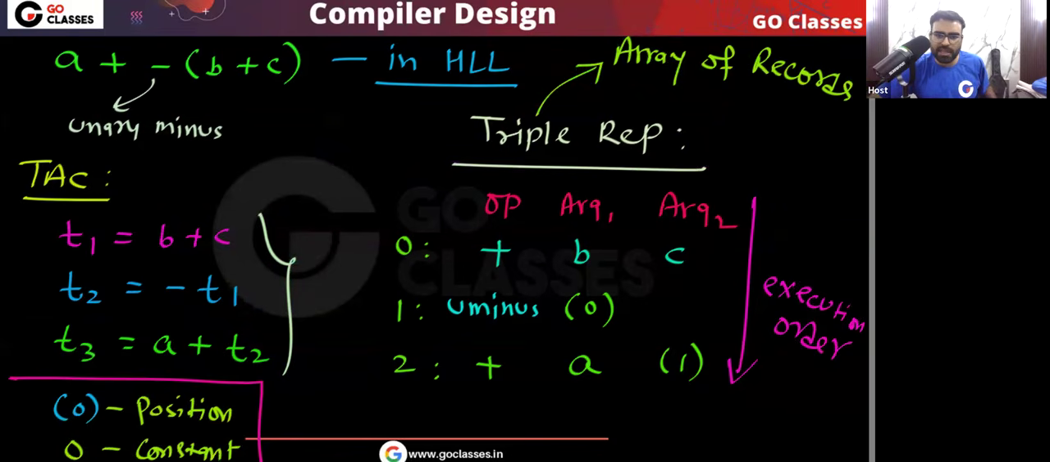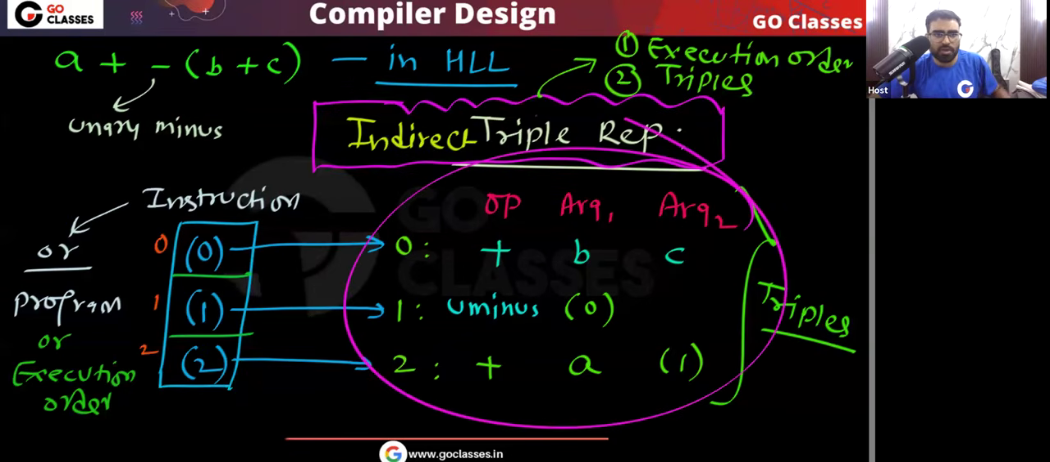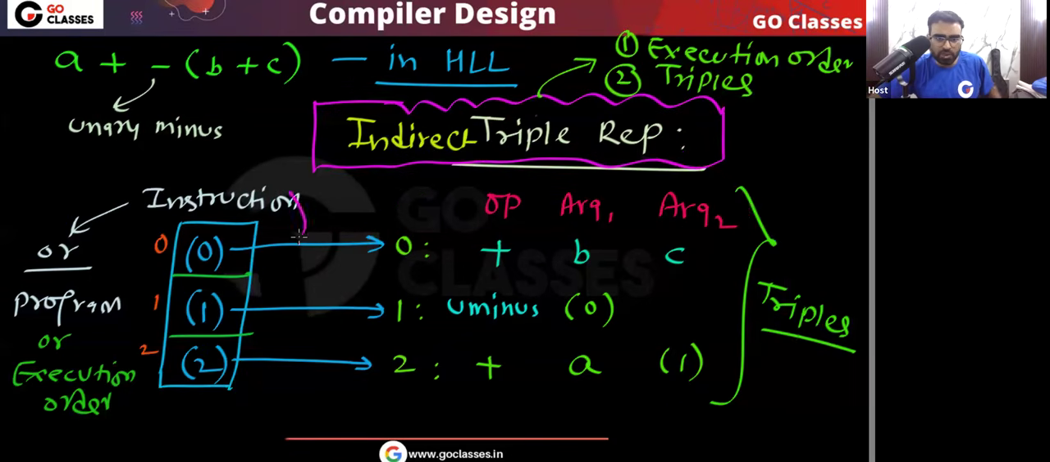you just separate the execution order from the triples. Okay, so triples are separate, execution order is separate, and by default, if you are not making any changes to the execution order, then the execution order will be the same as the order of triples. Okay, very simple.